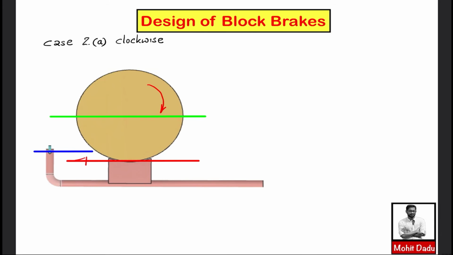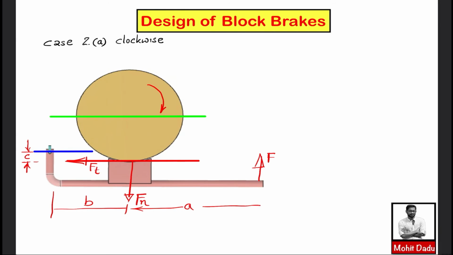So this is the tangential frictional force Ft, and the normal force Fn will be coming in this one, and the force to be applied for engaging the brake, F, will be coming like this. All the distances I can mark. This is the distance C about this fulcrum and this tangential force, this is the distance B, and up to this applied force, this is A.